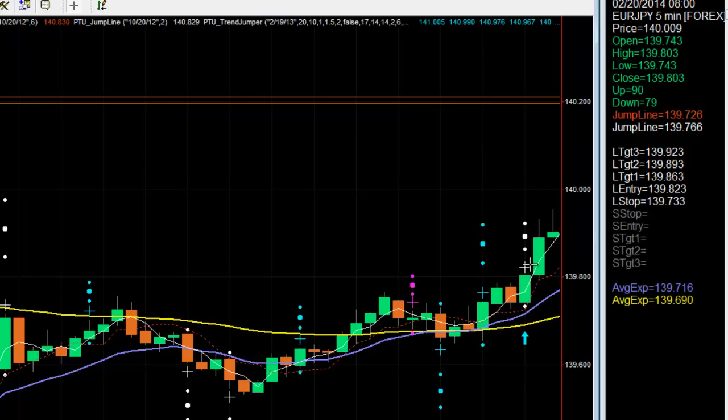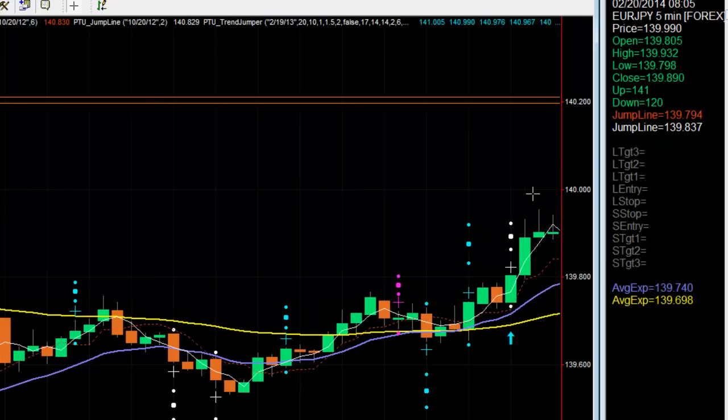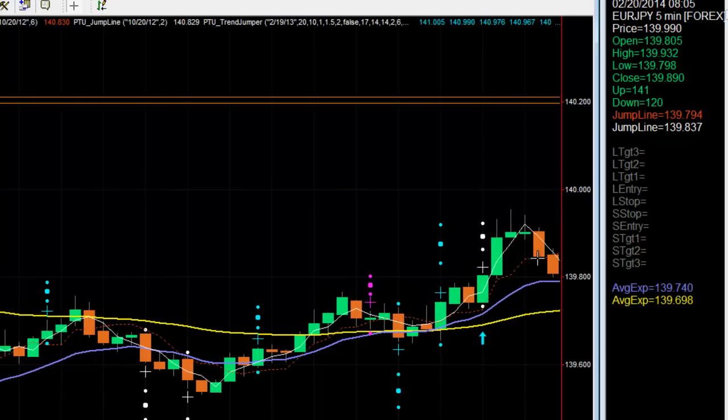Let's see, it gets in at 139.83, add 2 pips of spread is 85, right? So it does hit the middle target, gets as high as 95. That's 10 pips. So we're not going to chase this. If it comes back down, we're not going to take it. We're just going to wait for the next setup.